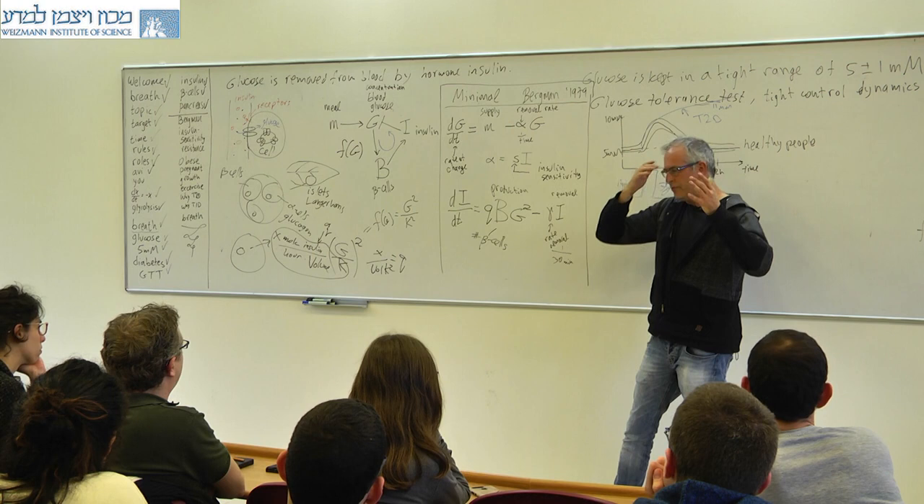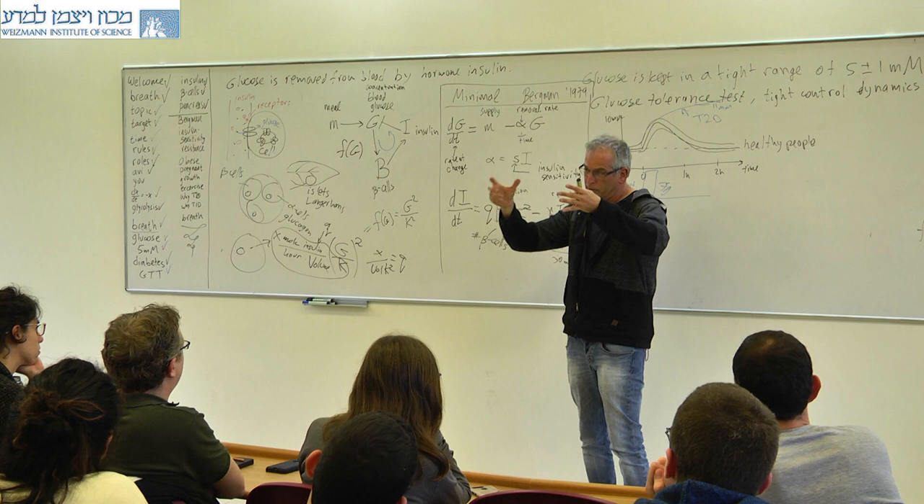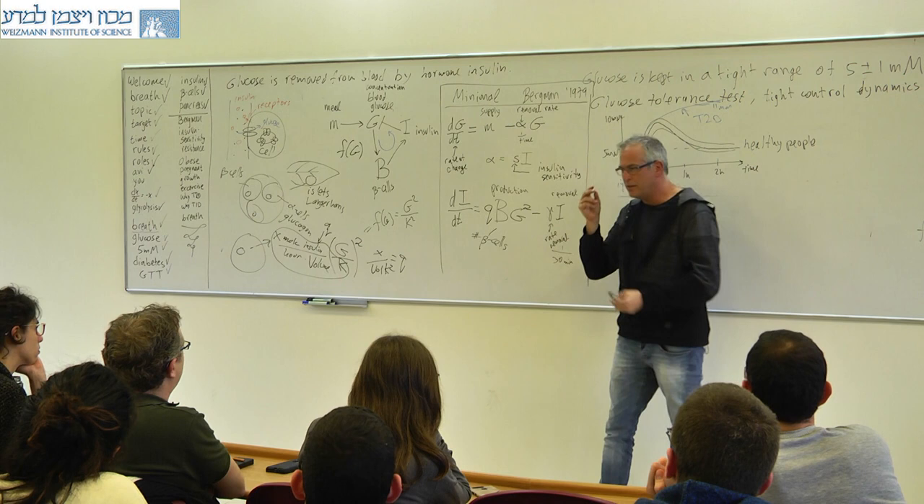If you have twice the amount of insulin, more will be removed in a unit time than if you have half of that amount. The amount removed is proportional to insulin, because each molecule has a certain rate per unit time of being removed. Did I explain?